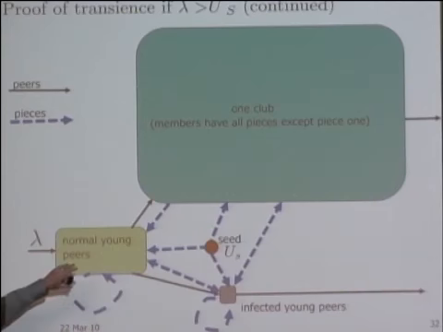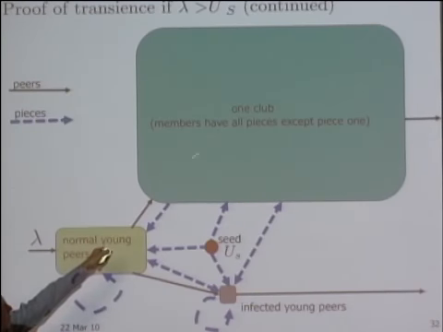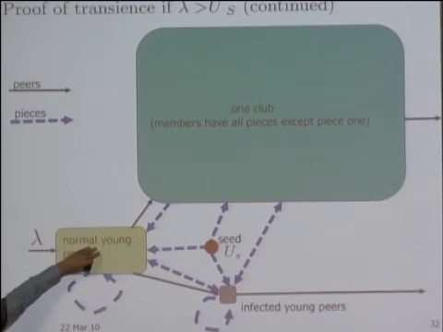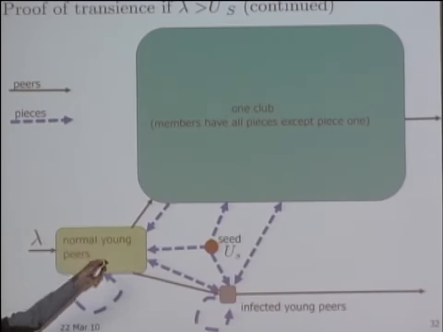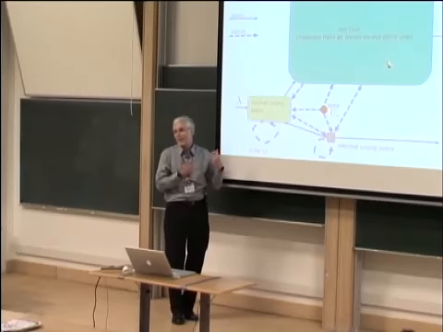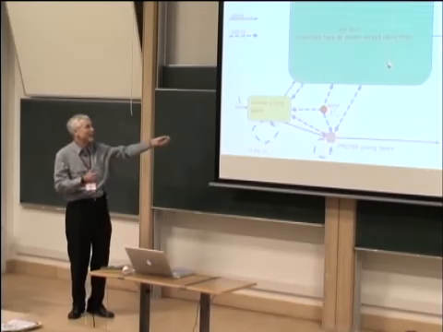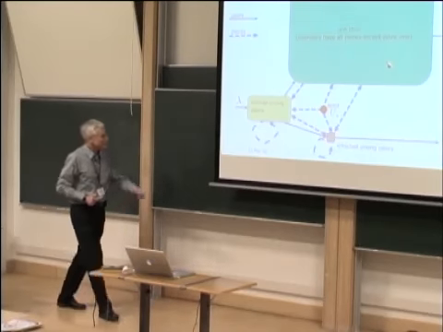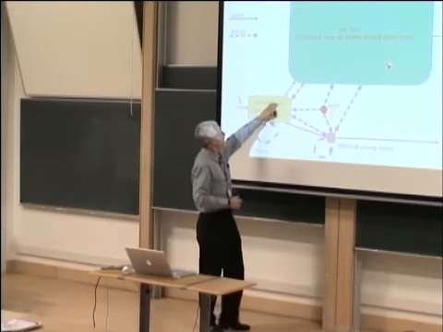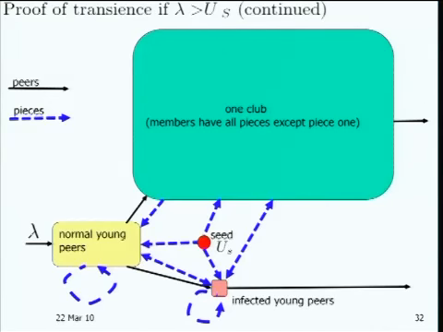And they don't have piece 1 either if they're normal. What usually happens is they're in here, and then all those 1 club peers are doing contacts. Each of these peers gets contacted at rate mu, and most of the contacts come from the 1 club. So they get all the other pieces except piece 1 from these 1 club members. There's this population here that has all that knowledge except piece 1, so they go up there normally.